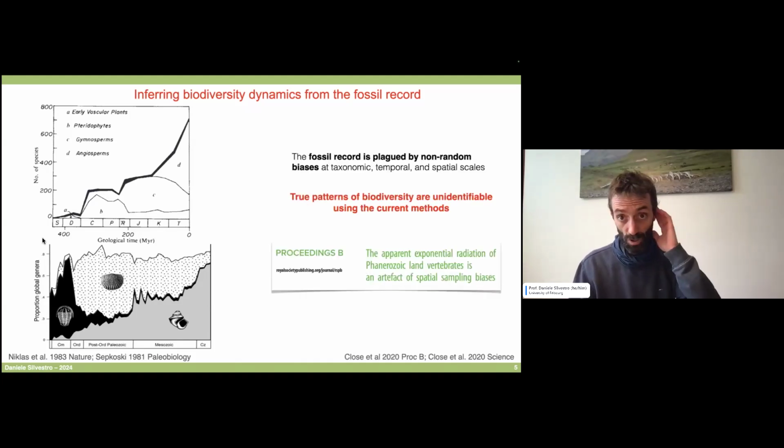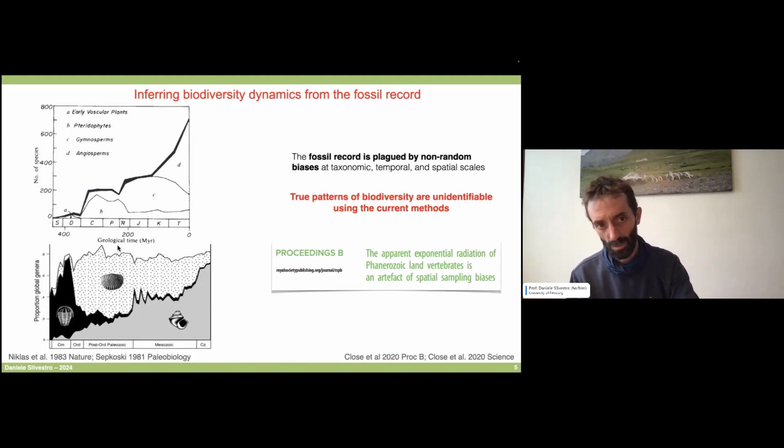However, recent evidence showed that because the fossil record is inevitably plagued by non-random biases, so not only is the fossil record incomplete, but it's also biased in many ways. So some areas are sampled more than others, some time bins are sampled more than others. So all of these biases essentially make the true biodiversity patterns unidentifiable under the standard approaches that have been used to draw these curves so far. And this has been shown in a couple of influential papers recently.